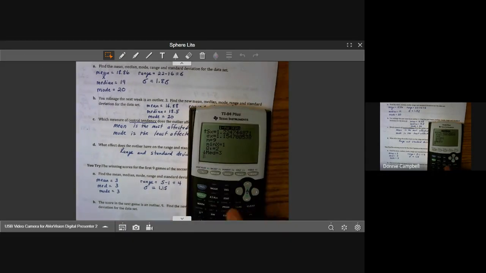Okay, so now the next score in the next game is 9. So I go back to my stat and I'm going to edit, stat edit, and I'm going to put in a 9 down below. A 9 after that, okay? Then I'm going to hit calc again. So my stat, calc, one variable stats, and then there we go.